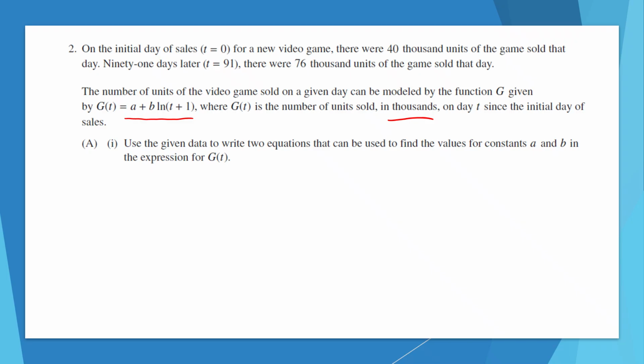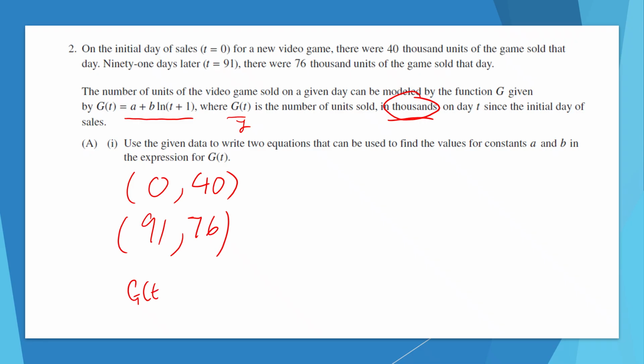The first thing I want to do is find 2 points. So my 2 points that I'm going to pull are going to be 0, comma, and a lot of students want to write 40,000, but remember your y variable is in terms of thousands, so I'm just going to put 0, 40. Then you have 91 and then 76 should be your 2 points there. Plugging them into this function, g of t is equal to a plus b ln of t plus 1. Here, this is going to act very similar to y equals a plus b ln of x plus 1.